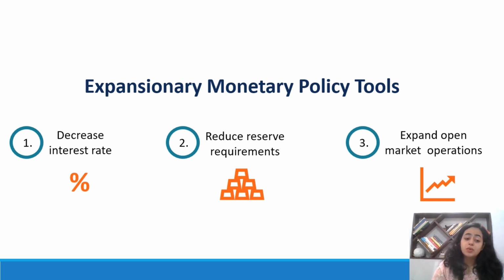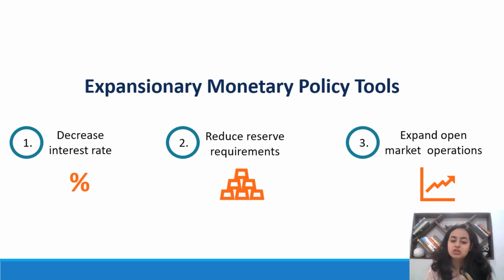The first one is decreasing the interest rate. Now, as you know that when you go to take a loan from the bank, if the interest rate is very high, you are discouraged to take a loan. Whereas if the interest rate is low, it is easier to take a loan, which increases the investment and the money supply in the economy. So a lesser interest rate will lead to greater investment and more money supply in the economy.